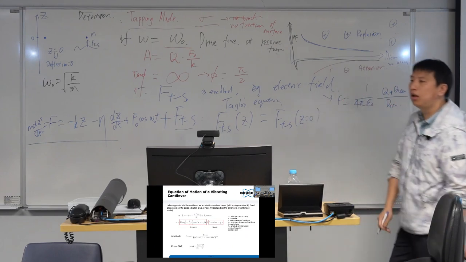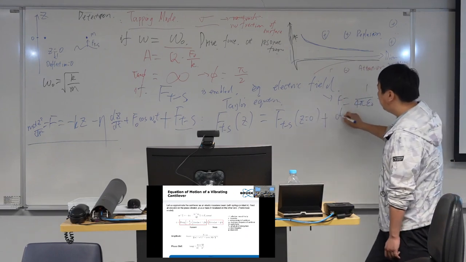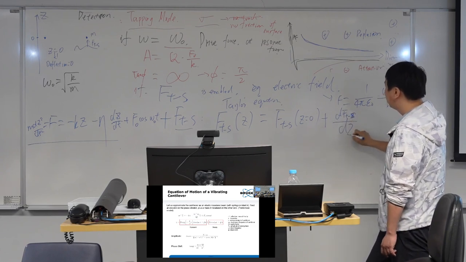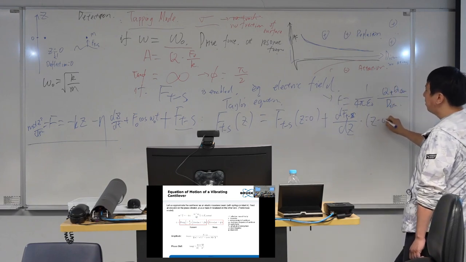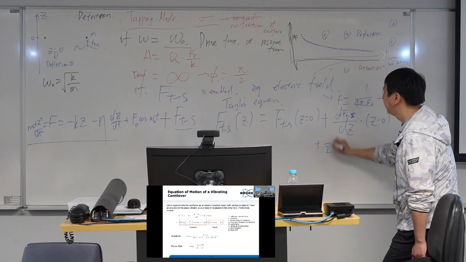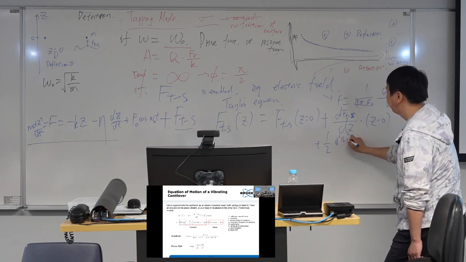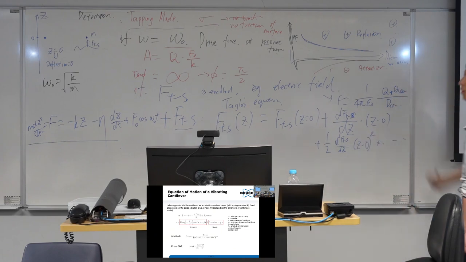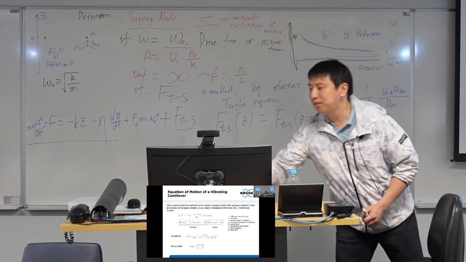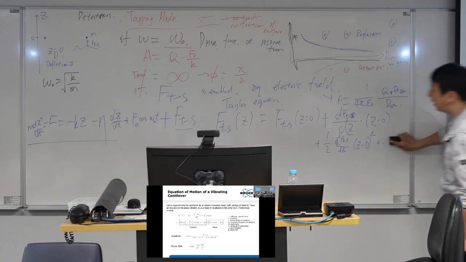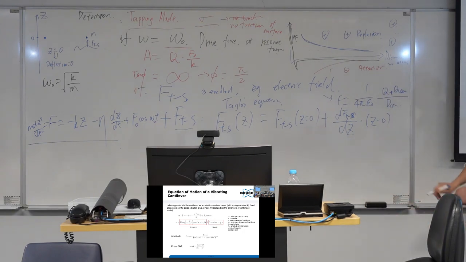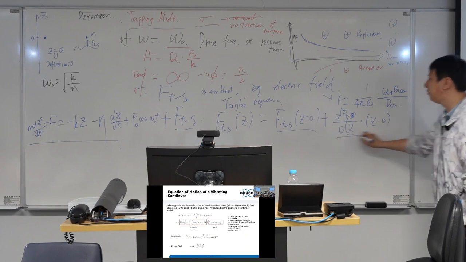Z equals 0 plus its gradient times z minus 0, plus z minus 0 squared, and so on, right? Okay, that's the Taylor equation. So for simplicity, we ignore the high order stuff. We only keep the 0 order and the first order.